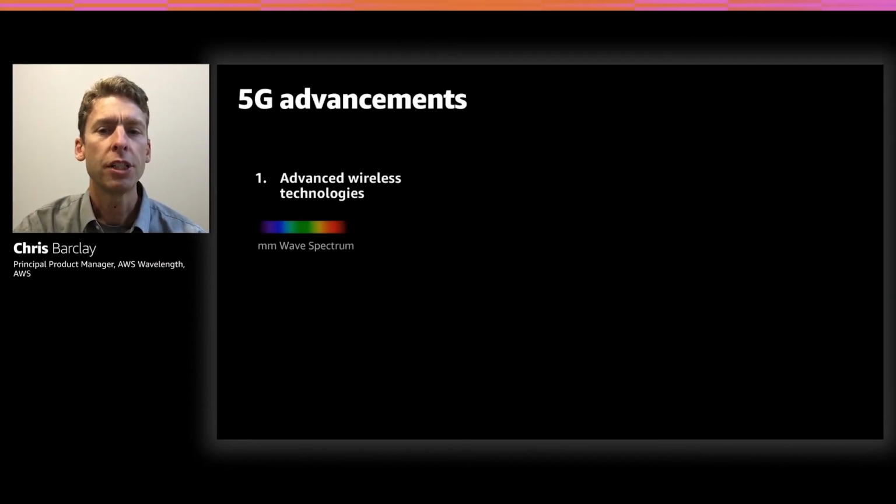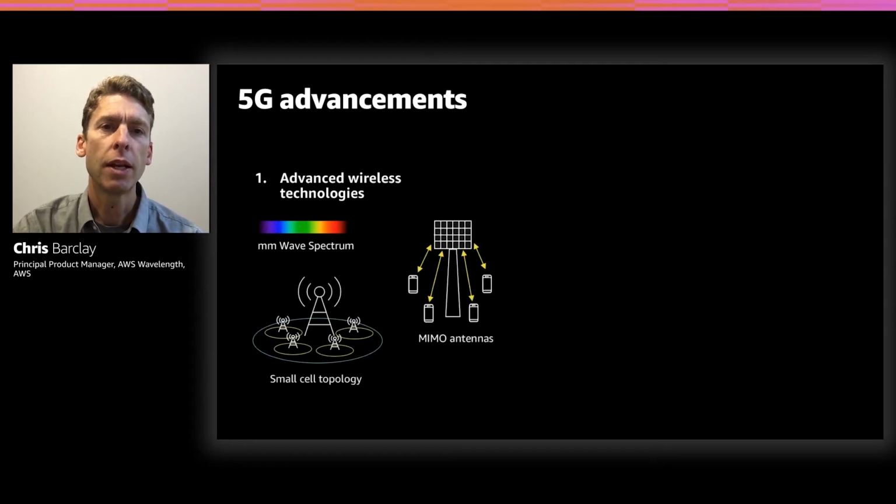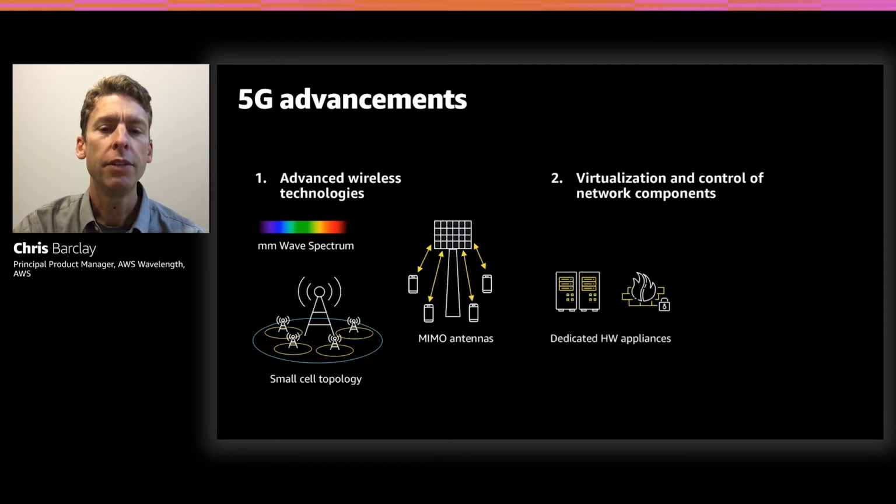So how does Wavelength deliver these benefits? Unlike previous generations of mobile networks, which were just about increasing bandwidth, 5G is about a lot more. 5G provides the benefits of more bandwidth and lower latency from the mobile device to the compute running in the Wavelength Zone. It achieves this through advances in wireless technologies.